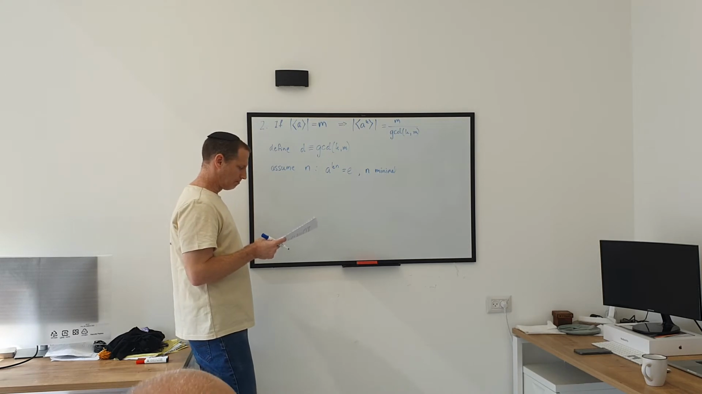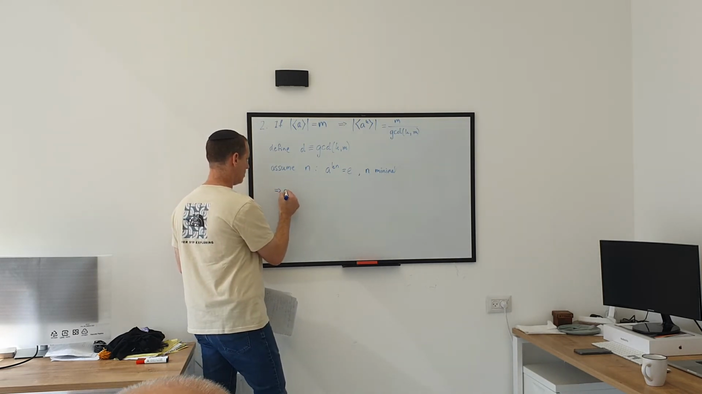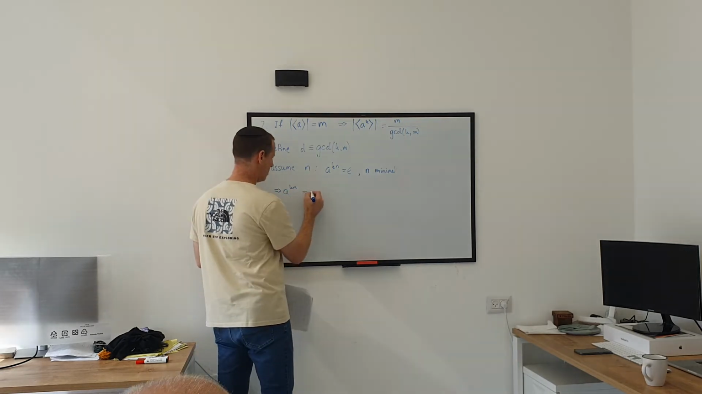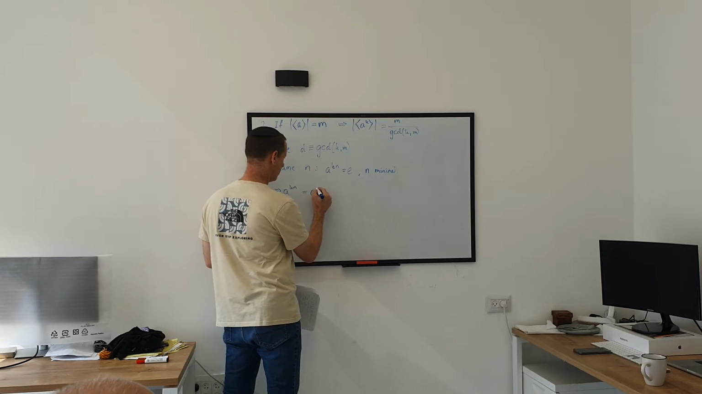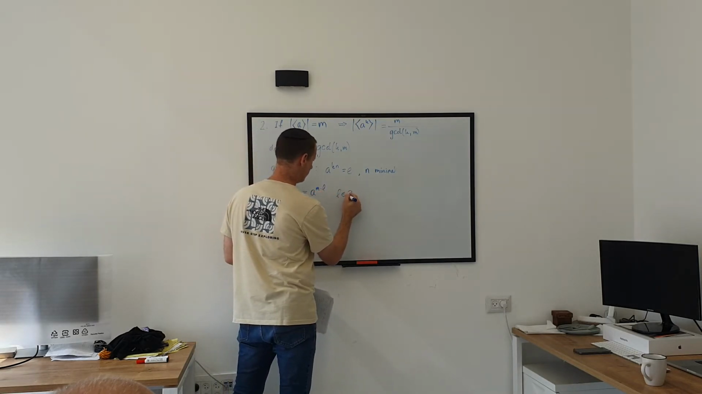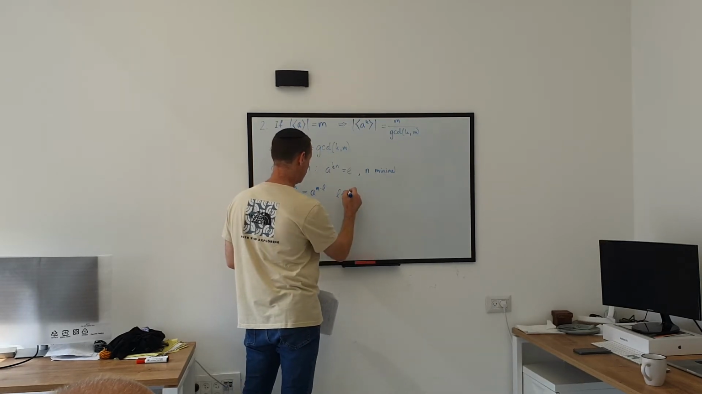Now, I can do the following. I can say that a to the power of kn is also equal to a to the power of m times L, for some L.